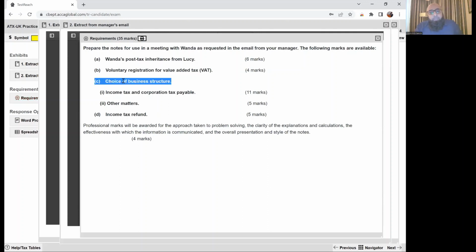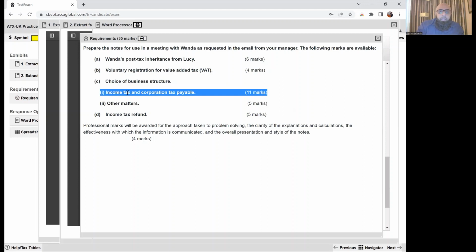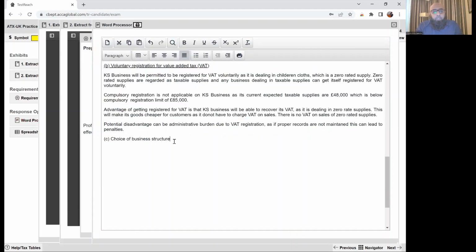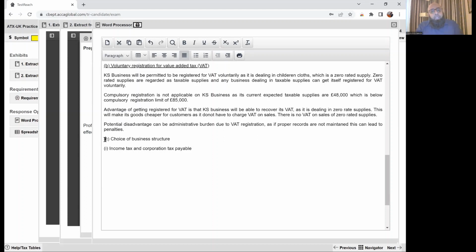Now let's move to some problem ones, the 11 marks requirement. Obviously, this will be one big one. Let's see what he's asking. Choice of business structure, income tax and corporation tax payable, which is part C1. In choice of business structure, he has asked us about income tax and corporation tax payable.